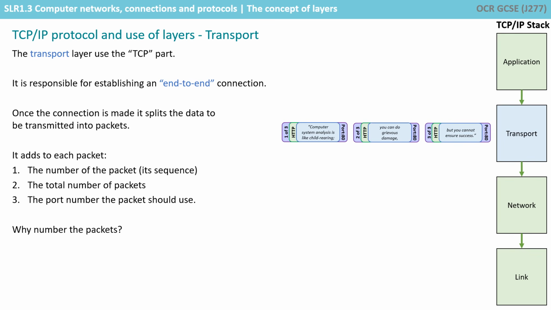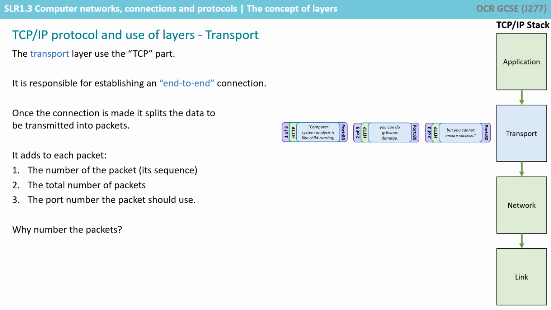We now need to add to each packet the number of the packet, e.g. packet 1, and also the total number of packets, e.g. packet 1 of 3, and also a port number to the packet. We can see these have all been split up now, and this additional data is kind of wrapped around the original data. Think of it like a parcel. This extra information has been wrapped around the information which was already wrapped around the data from the application layer.